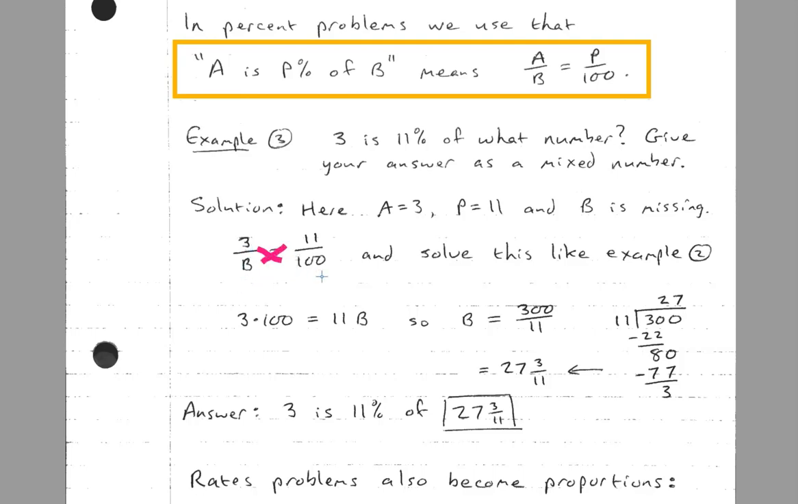So 3 times 100 is equal to B times 11, or 11 times B. And so 11B is equal to 300. Step C, divide both sides by 11. So 1B is equal to 300 divided by 11. And then just to write that as a mixed number, 11 goes into 300 27 times, remainder 3. So as a mixed number, it's 27 and 3/11.